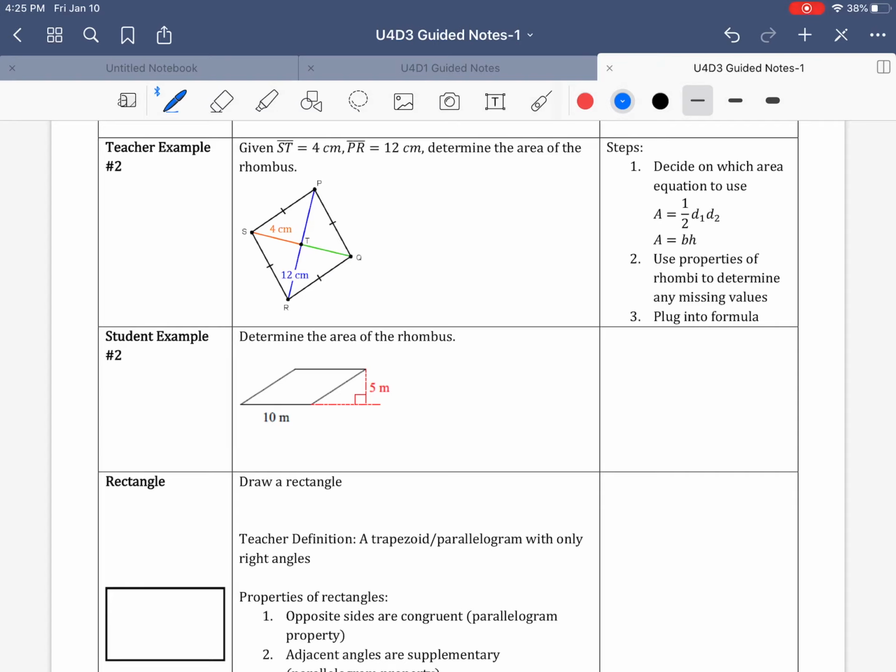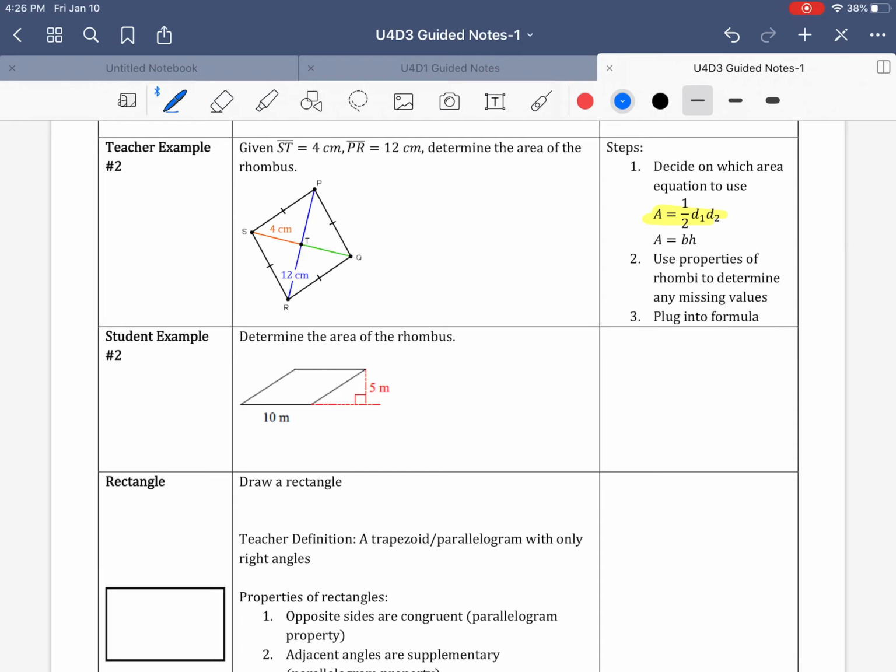Now, the second teacher example asks us to determine the area of this rhombus given that ST is 4 centimeters and that PR is 12. Here, I am given diagonals, so it would be worth my while to use the formula with diagonals, right? Because I don't have the base or the height for any of these, so it'd be a lot more work to try to figure that out.